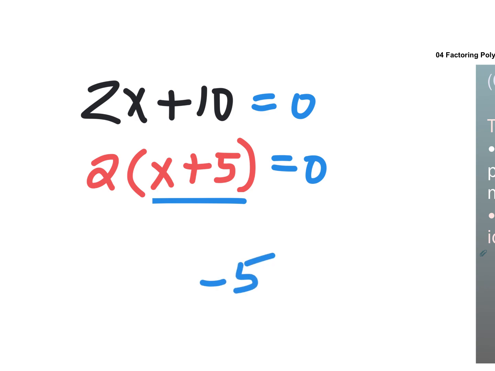-5 is both the x-intercept and it's called a 0 because it makes the equation equal 0. Both the original one that I gave you in black and the red one. They both, when you stick -5 in, they make it equal 0.